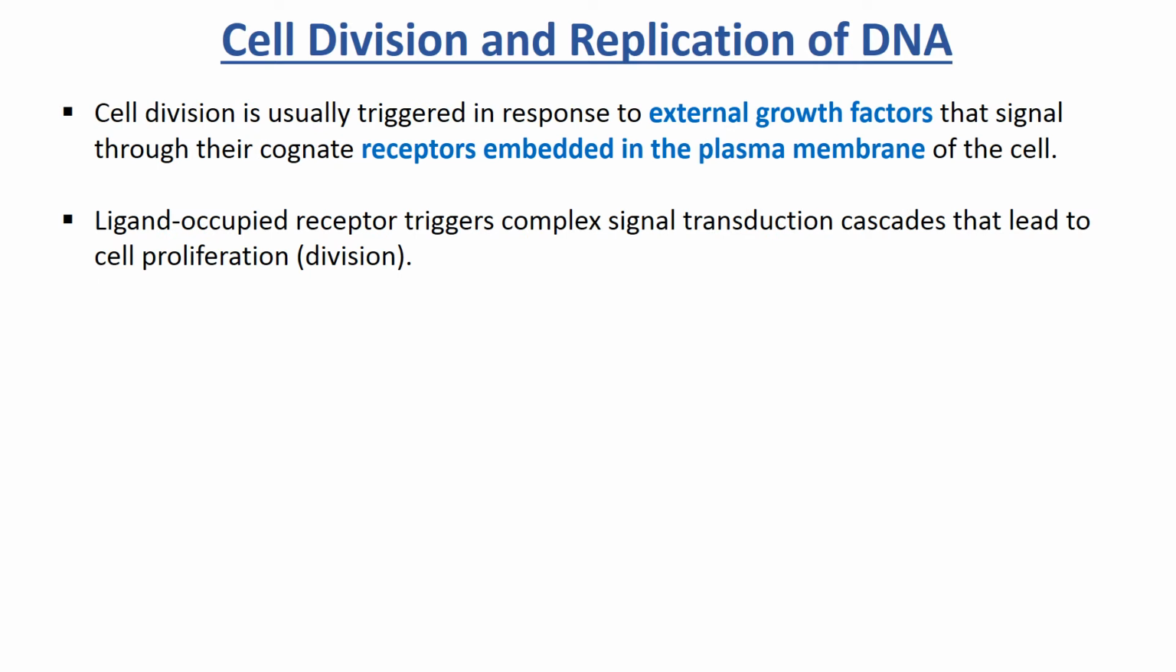Cell division is usually triggered in response to external growth factors that signal through their cognate receptors that are embedded in the plasma membrane of the cell. Here the ligand-occupied receptor triggers complex signal transduction cascades that lead to cell proliferation and division.